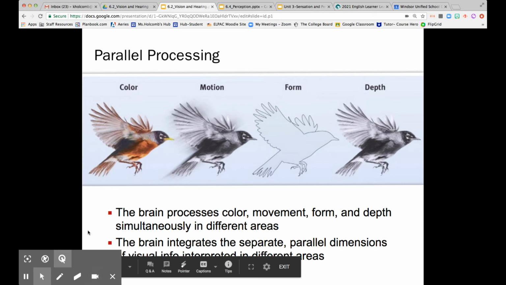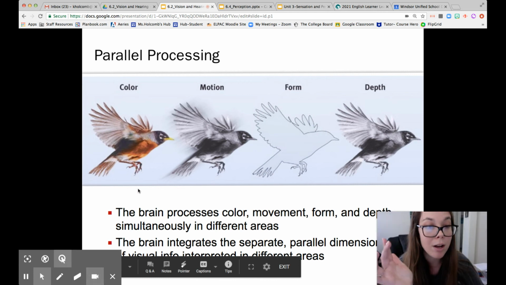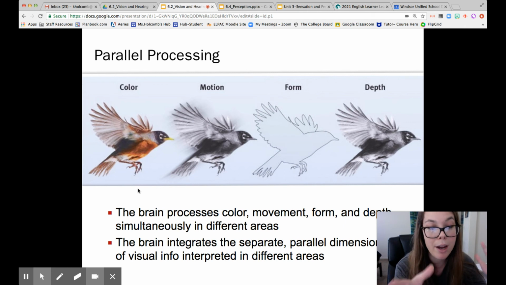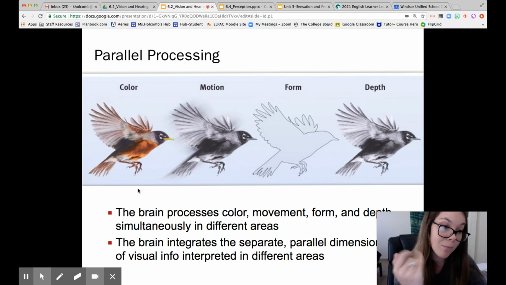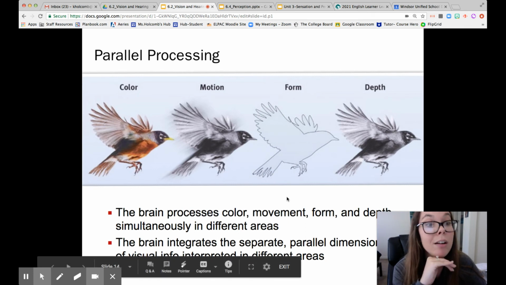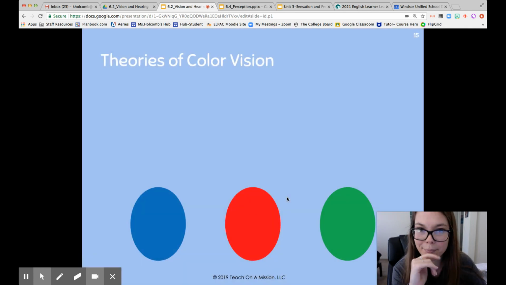So the brain integrates the separate parallel dimensions of visual info interpreted in different areas. So again, parallel processing, we are able to do a bunch of things at once. We can do things at the same time, right? We can observe and see the color, movement, and form of something all at the same time.